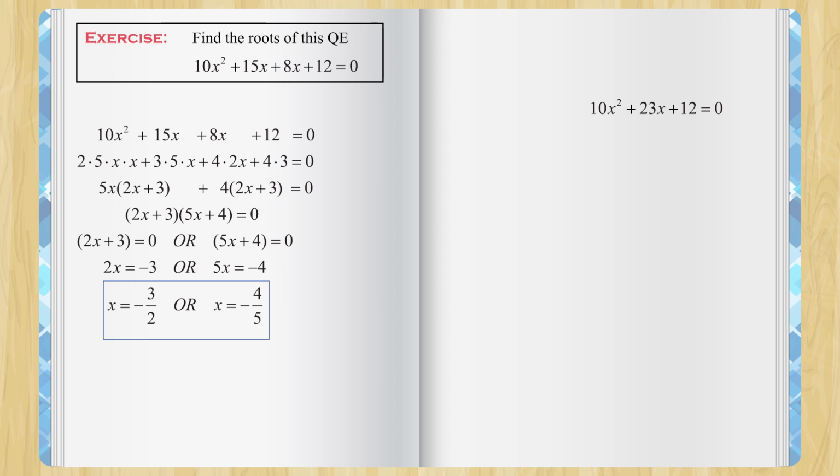Before moving forward, let's reflect on this problem. This quadratic equation was framed in a slightly different fashion than the general form, right?